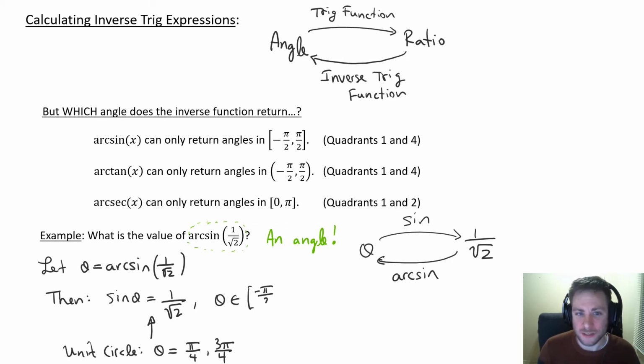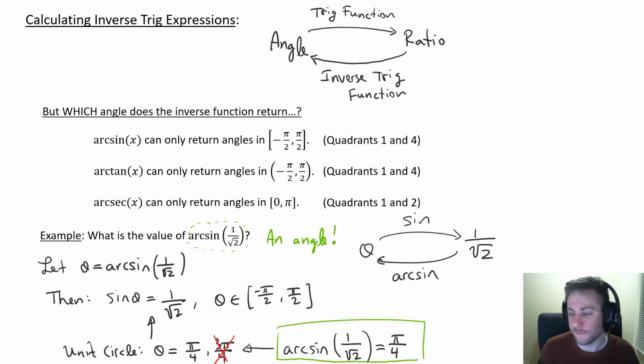To make that decision, we make use of the domain restriction. Since arcsine can only return angles which are between minus pi over 2 and pi over 2, we must reject the possibility that theta is 3 pi over 4. On the other hand, pi over 4 does fall within that stated interval, so we can declare that as our final answer.